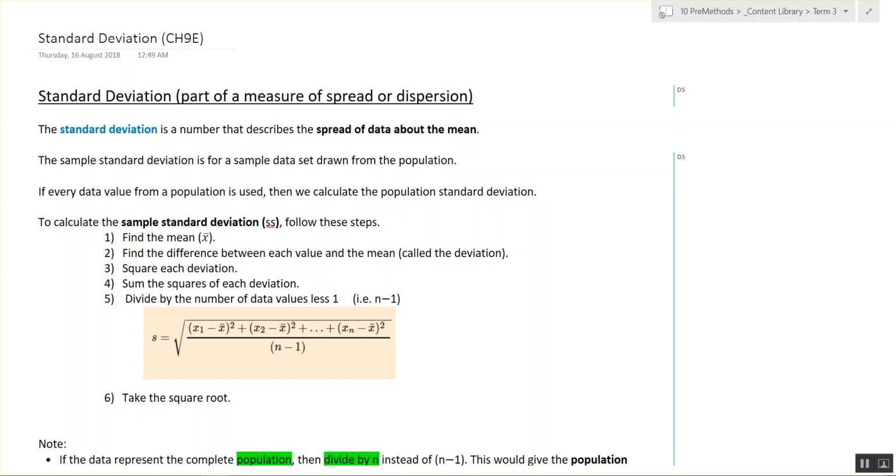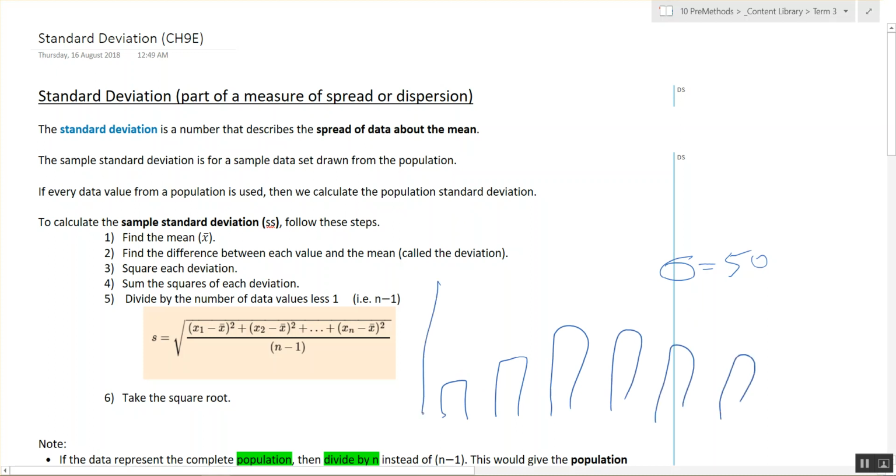So if I had a higher standard deviation, it could be 50, and they use the omega sign. It's like a circle with a hat. If omega is 50, what does that tell you about the spread of the data? It's really spread out. If it's 5, all the data's clumped together. Do you see what I mean?